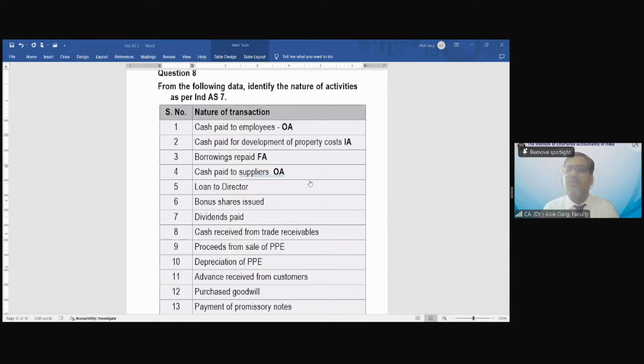Loan given to director is an asset. Clear till here? Okay. Now, two activities remain: operating activity and investing activity.